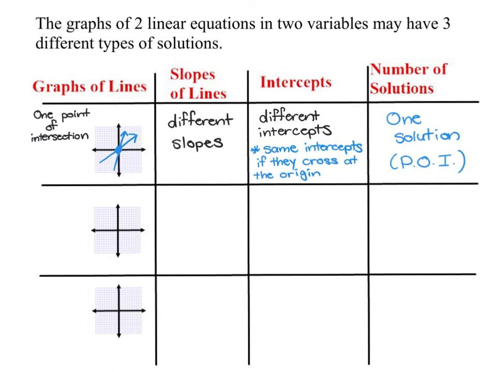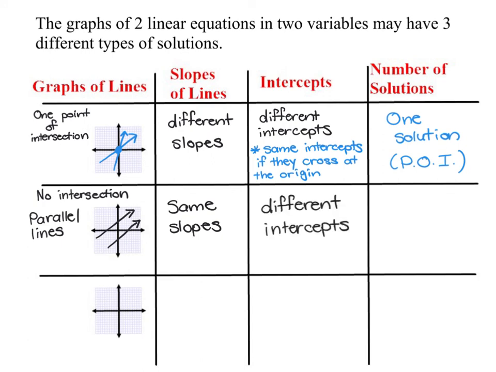Okay, now the second type looks something like this. You have a line that goes like this and another line that goes like that. Notice these lines don't cross, so there's no intersection. And that always happens with parallel lines. Now, parallel lines will have, in this case, same slope, and they will have different x and y intercepts, so that will be different. But because they're parallel, they're never going to cross, so there will be no solution, meaning no point of intersection.